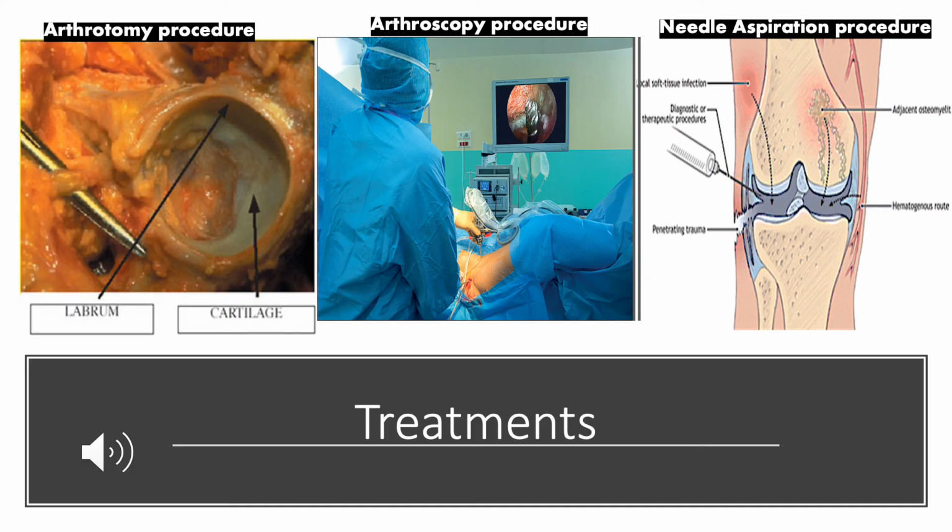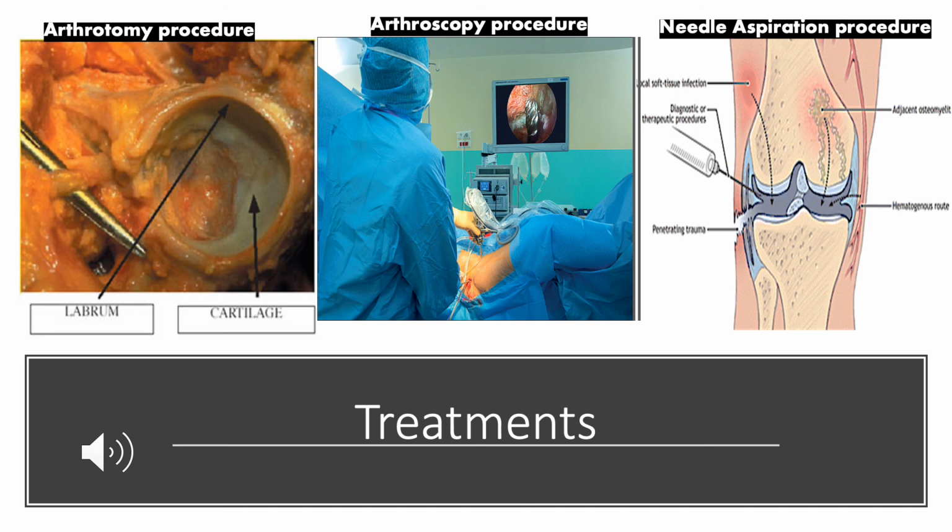In the last slide, I just wanted to show in pictures what the different treatments look like and how invasive or less invasive they are. So as you can see, the arthrotomy procedure is very invasive because the whole hip is basically exposed. And then the arthroscopy procedure, you could see the camera is being inserted and the surgeon is able to navigate and observe the infection from an internal side view.